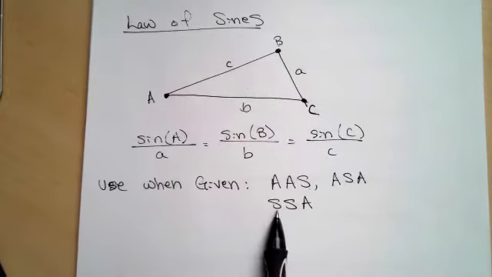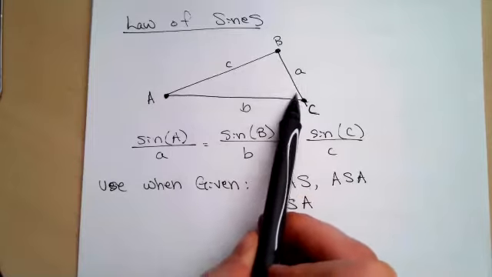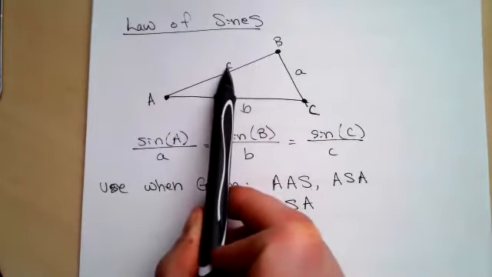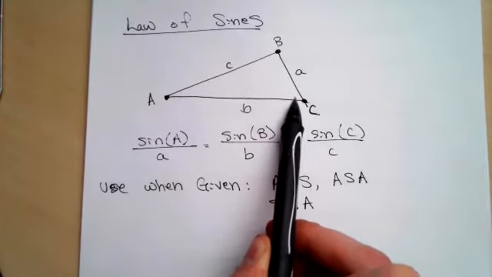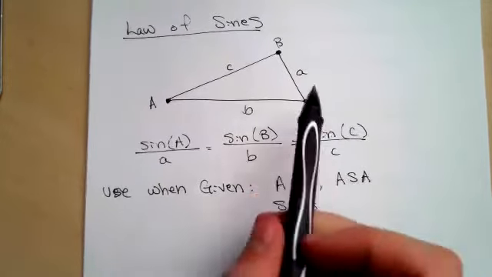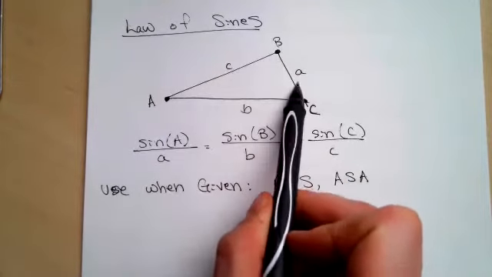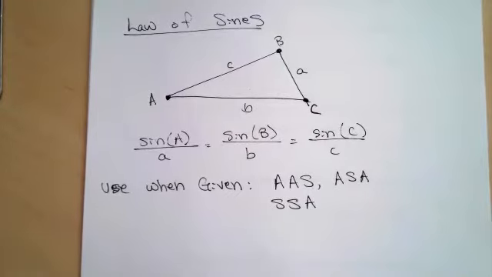If you're given two sides, however, you need to be given two sides and not the included angle. So we call that side, side, angle. Something like if I give you side C, side A, and then angle C, we can use the law of sines. Law of sines is going to be hard to use if you're given side, angle, side. We'll use the law of cosines for that. So let's see a couple of examples.